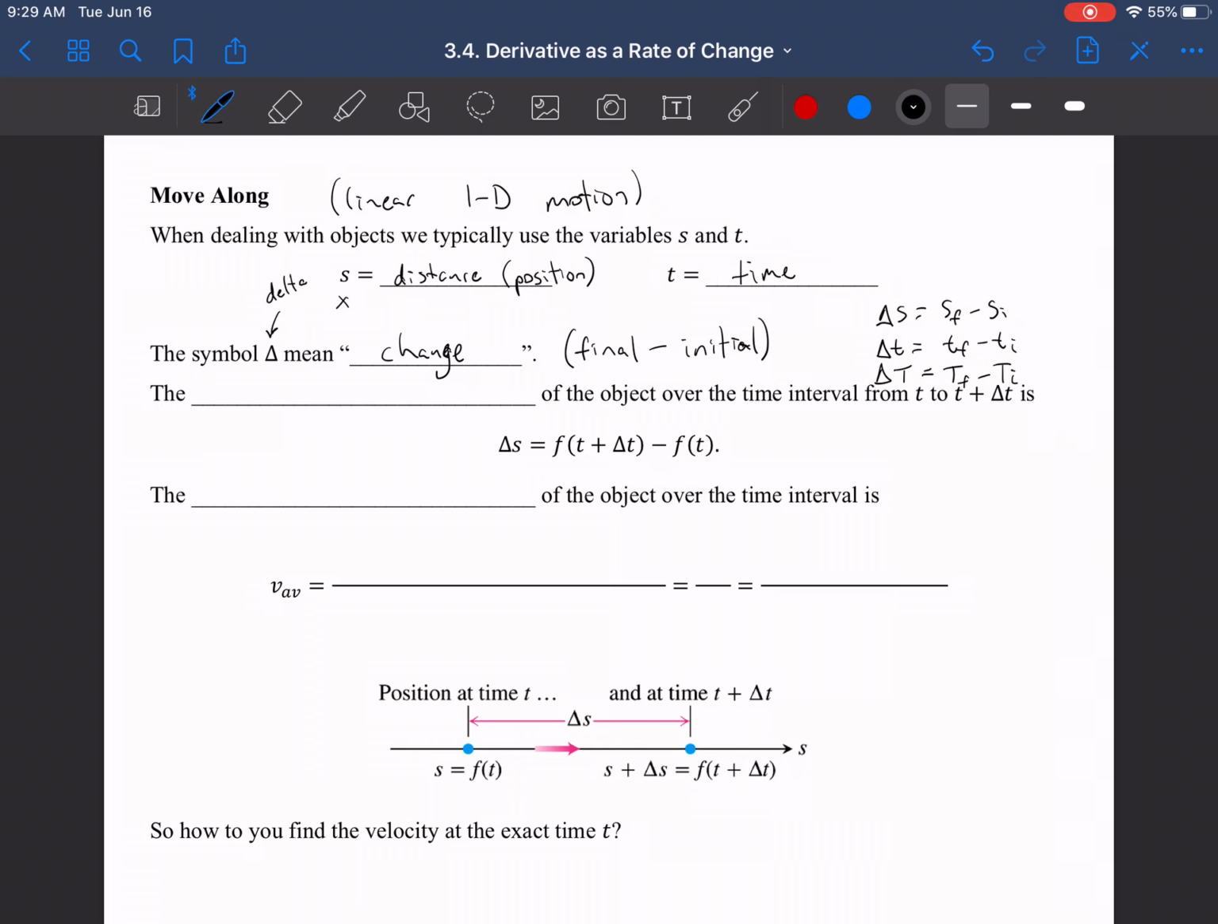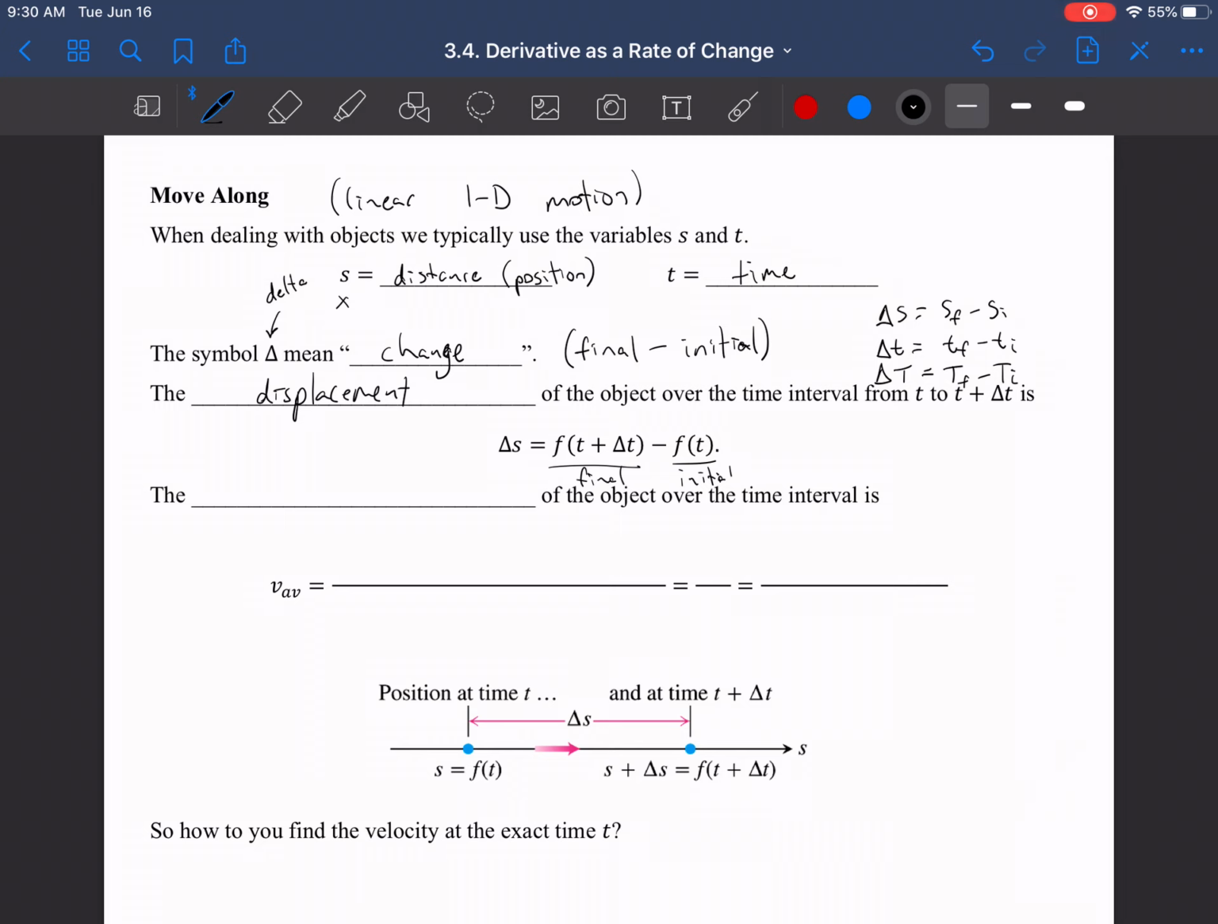All right. So now the displacement of the object over the time interval from t to t plus delta t is delta S equals the function at t plus delta t, that's your final, minus f of t, which is your initial. Okay, so that's basically our displacement. If you remember vectors, it's a vector here. It has a direction. It points from the starting position to the final position.